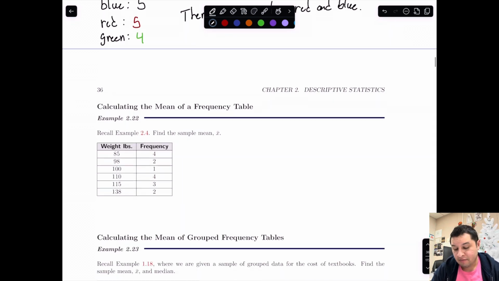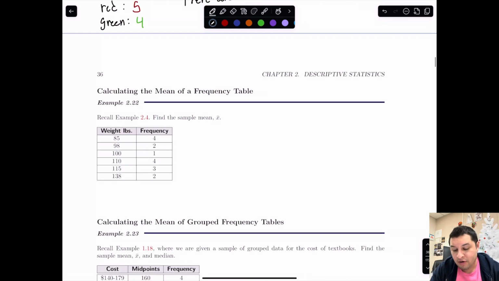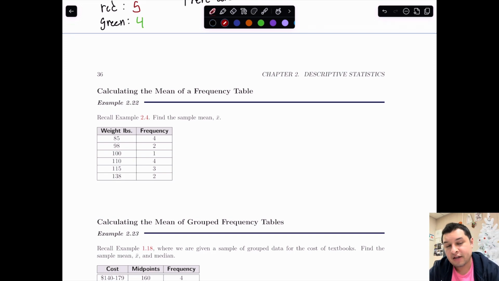All right, let's go ahead and keep going to the back side now. So let's calculate the mean of a frequency table. Let's say we go to a frequency table here. If we want to calculate the mean of this one, how do we calculate this? Well, let's talk about what frequency actually means. It means how many observations we have of that specific number. In this case, if we say 85 and the frequency of 4, we're not just going to write 85 once. We actually have to write it 4 times.